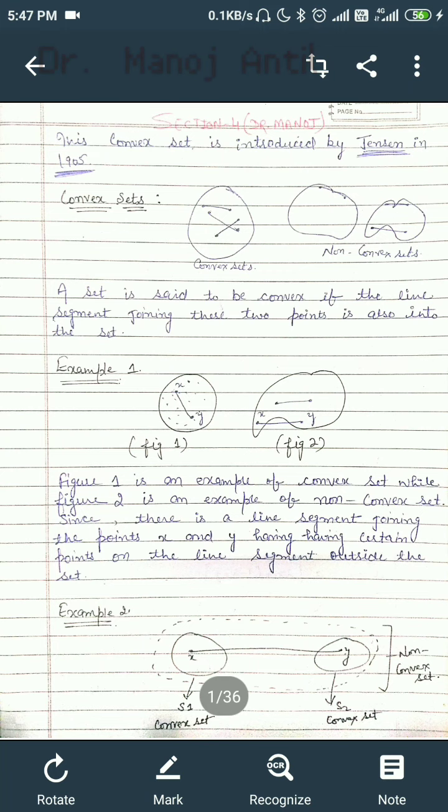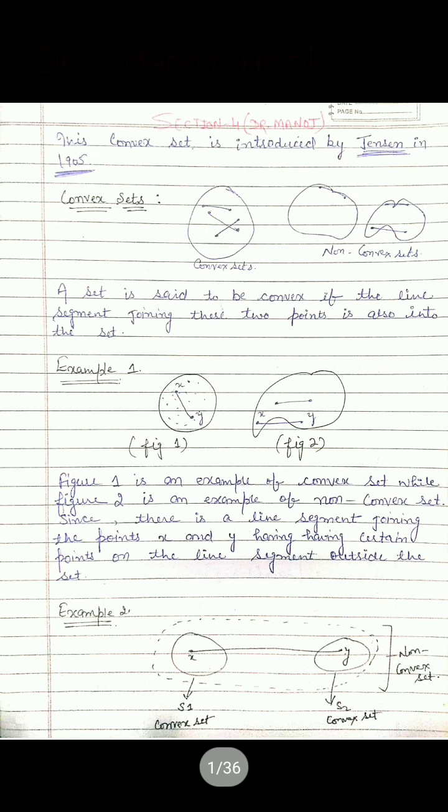Similarly, look at example 2. Here we have taken S1 and S2, two convex sets, but if we join 2 points of these convex sets, then we get a non-convex set, because the line segment joining x and y lies outside the curve. That's why we say that it is a non-convex set.